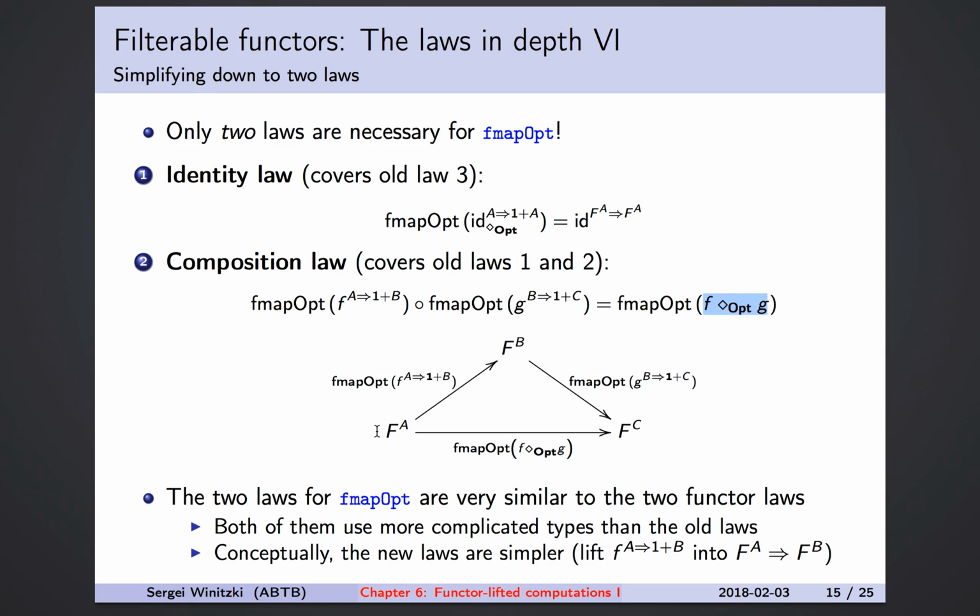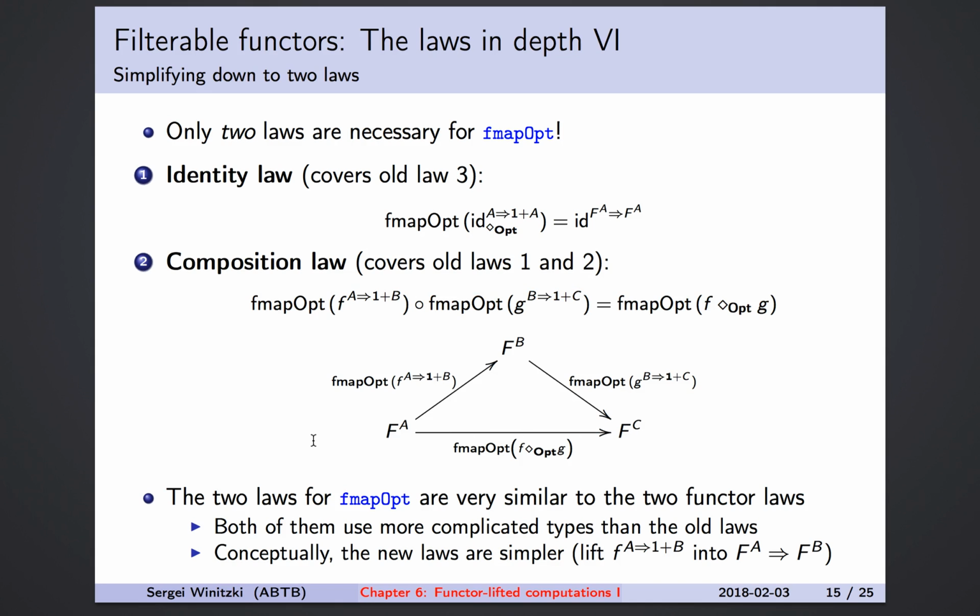So let's look at the type diagram for the composition. We have fa, fb, and fc. So let's say f goes from a to 1 plus b, g goes from b to 1 plus c. Then the Kleisli composition of f and g goes from a to 1 plus c. And fmapOpt would lift each of them, but this lifting is consistent. So this way gives you the same value as this way. And that's the left-hand side gives you the same value as the right-hand side.